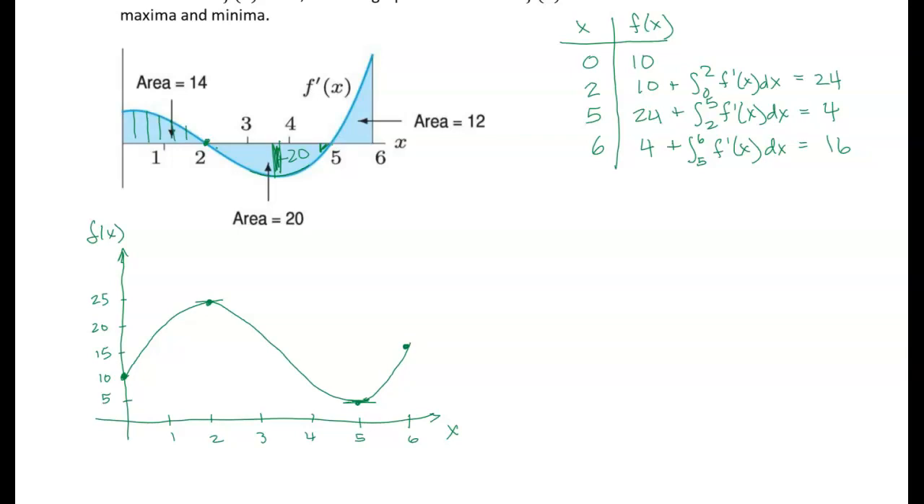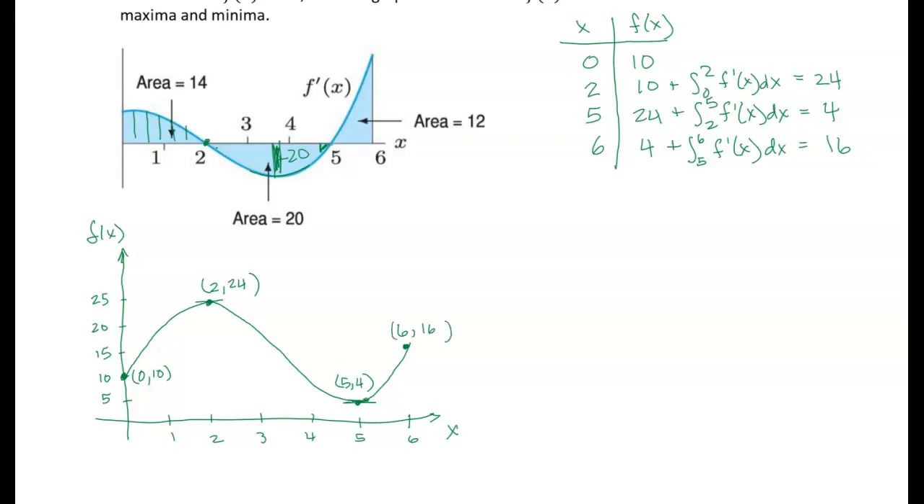Now I can label some of these points. This is 0, 10, right? This point right here is 2, 24. This point down here is what? It's 5, 4. And this point here is 6, 16.